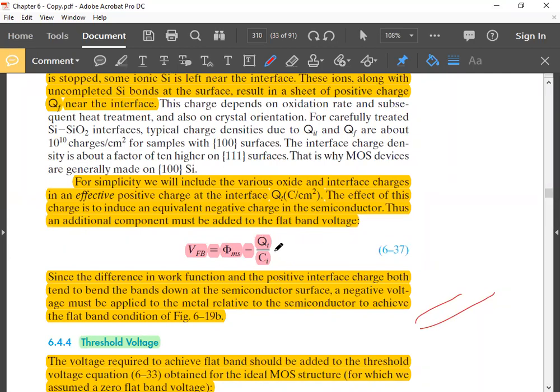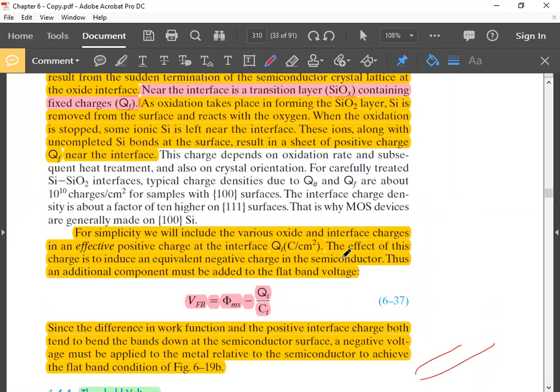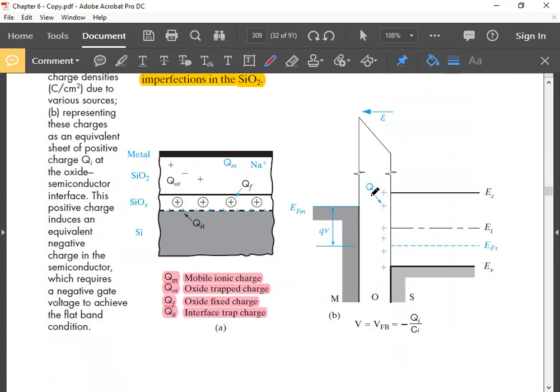Sir, why is there a negative sign here? Because before, negative voltage you have to apply. QI is positive. The effect of QI is like positive voltage here, negative voltage here, QI by CI. So in order to nullify the effect of that voltage, you have to apply a voltage of opposite polarity. Now negative here, positive here. So minus QI by CI voltage you have to apply.